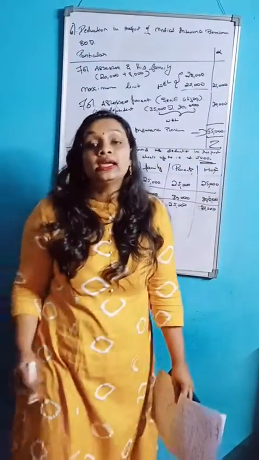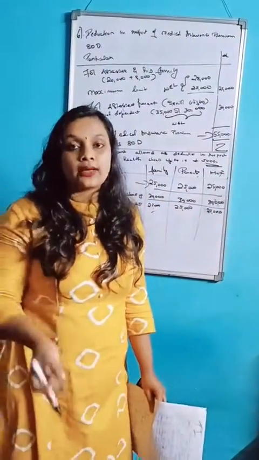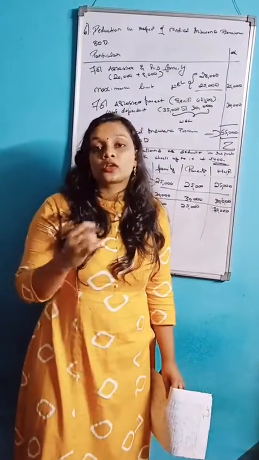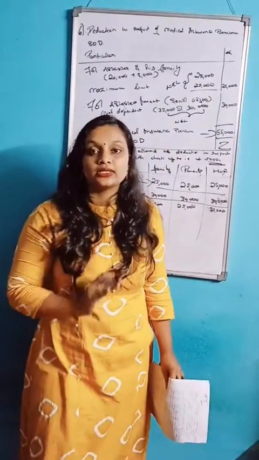So finally this chapter is completed. The chapter name is deduction from gross total income. So finally this chapter is completed.